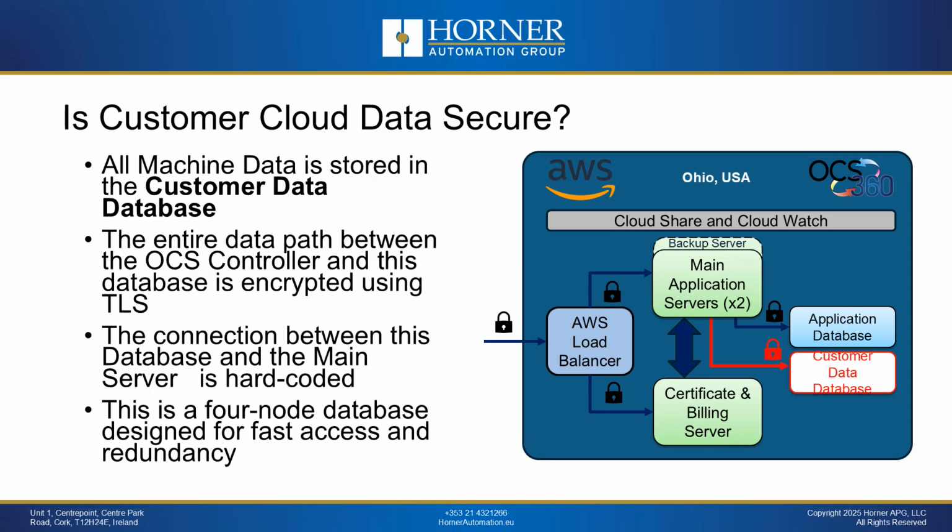Also, a little more detail on the customer data database. It is called the 4-node database. That design means that the database is designed for both fast access and redundancy. Both of those are very important. The redundancy helps ensure the security of the data and the reliability of your data, and then the fast access gives you great response when you're actually using OCS360 and accessing data from the dashboard, for instance.